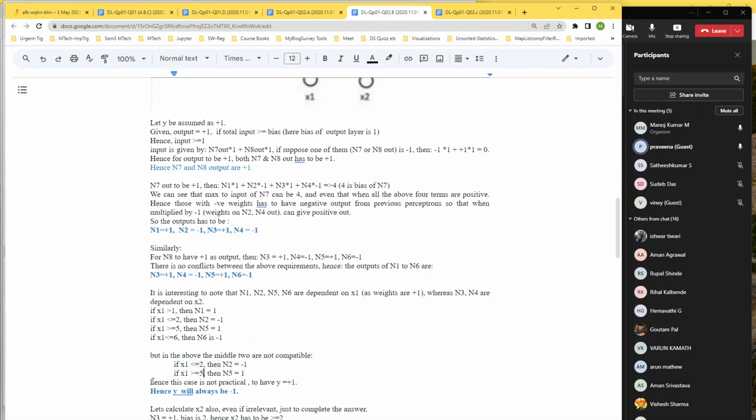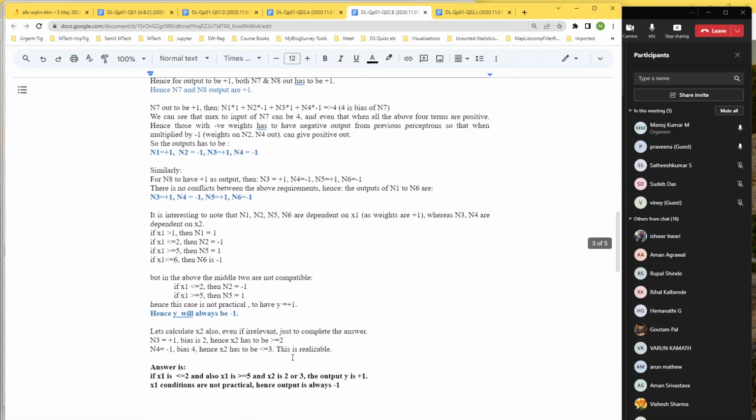If one says it has to be less than 2, x1 cannot at the same time be less than 2 and greater than 5, right? So it's a conflict. And therefore, considering that y will be 1 is not possible. y will always be -1. And this is for x1.